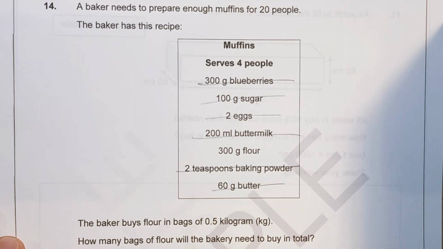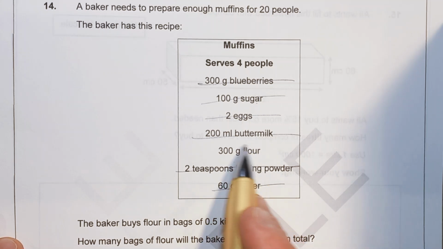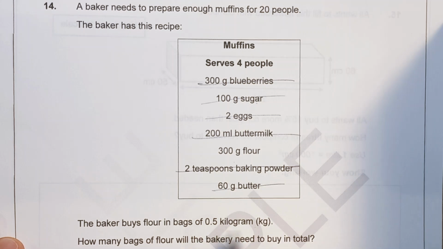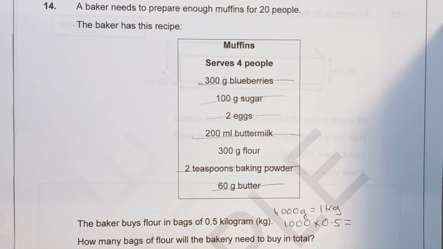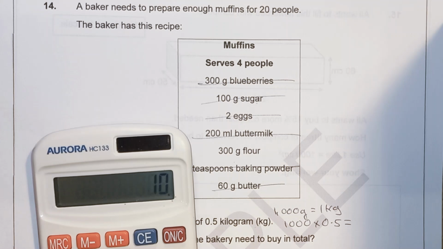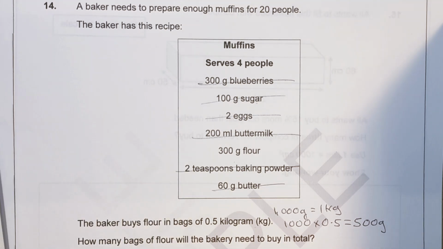Okay, so what we're going to do first of all is say, well, this is in kilograms. The weight we've got here is in grams, so I want to turn this into kilograms. Okay, well, I know that there's 1,000 grams in 1 kilogram. So if we multiply 1,000 by 0.5, this is going to tell me how many grams we've got. So 1,000 times 0.5 means we've got 500 grams of flour in each bag.